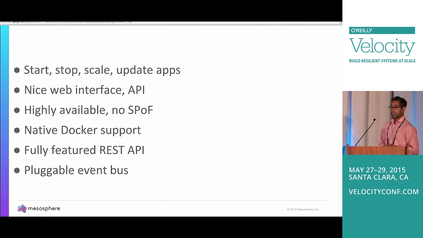Marathon by design is highly available. There's no single point of failure. So you can run 3 Marathons, and they're all backed by Zookeeper. Zookeeper figures out which one is in charge or which one is leading, and that works really well for most people. Marathon and Mesos actually have native Docker support. So using the API, you can specify a Docker container. This can be a public registry or a private registry. Marathon will go run it via Mesos, and Mesos knows how to pull these things from Docker.